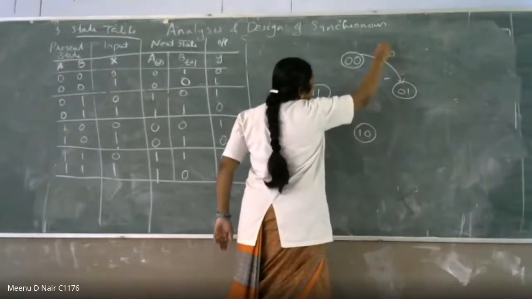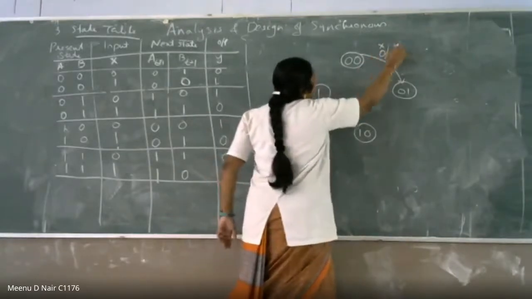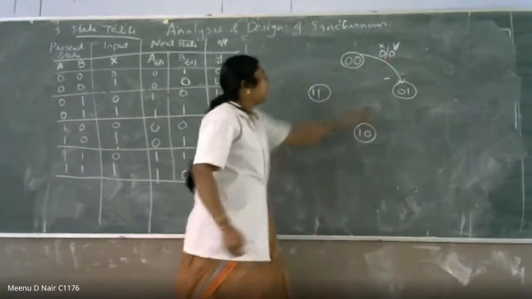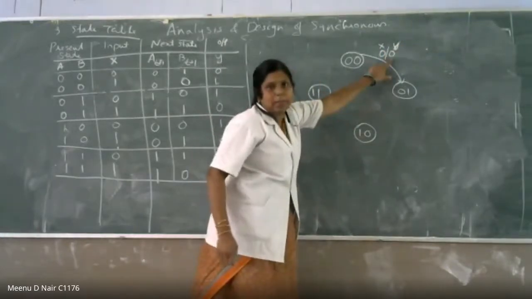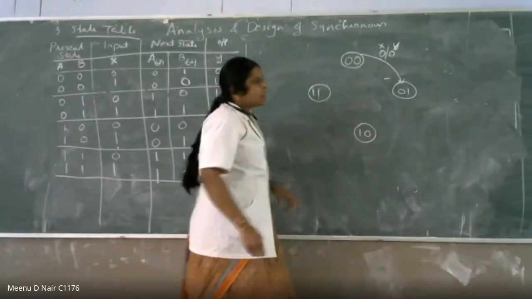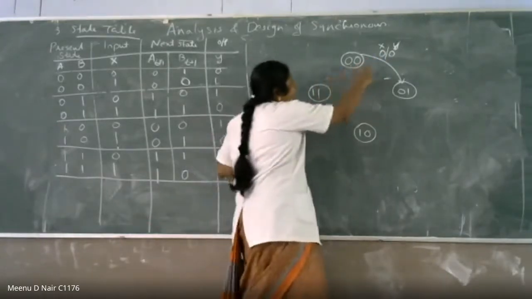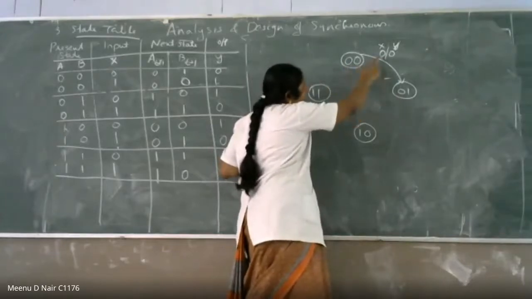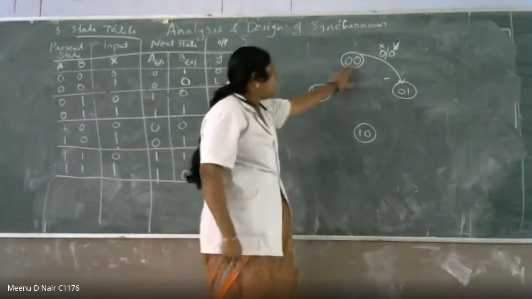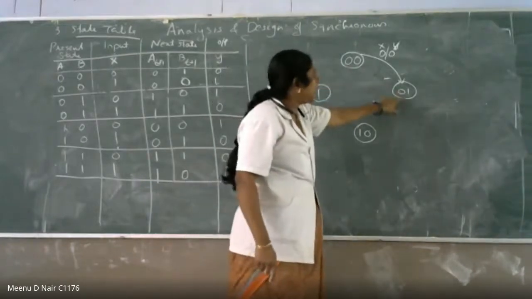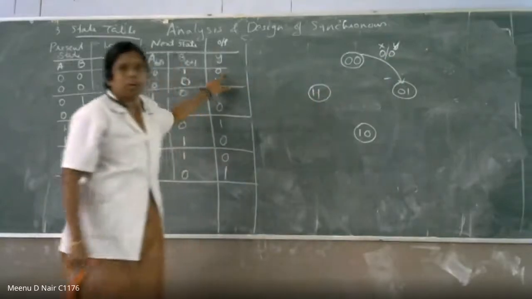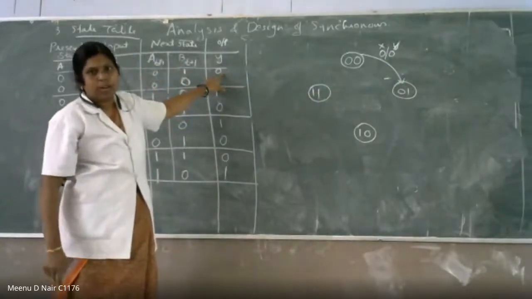This is X. X is your input and the hash 0. The second 0 represents your output. First 0 represents your input. So what is the meaning? If you are giving X equal to 0 to the 0, 0 present state, it will be moved to the next state 0, 1 with an output 0. See, what is output here? Output is equal to 0, right?